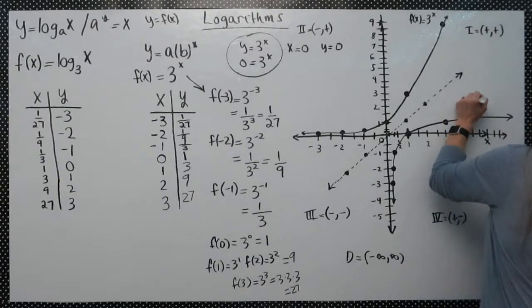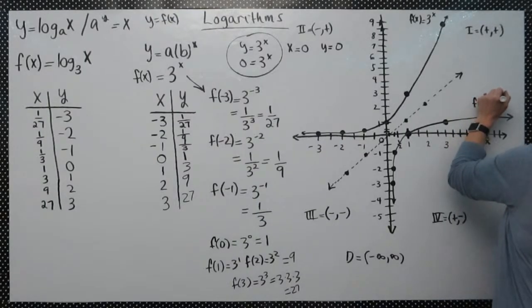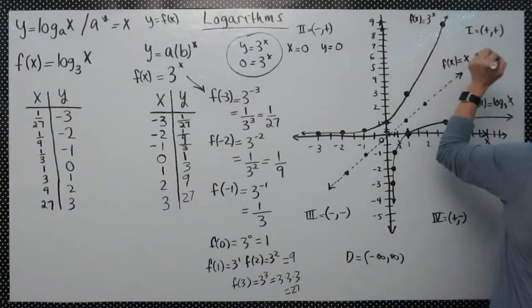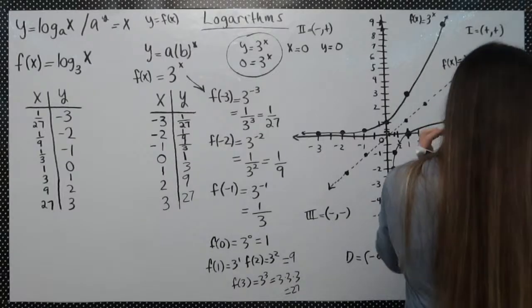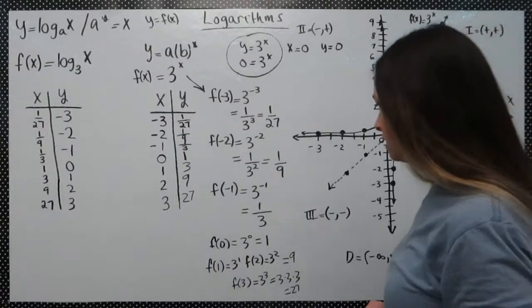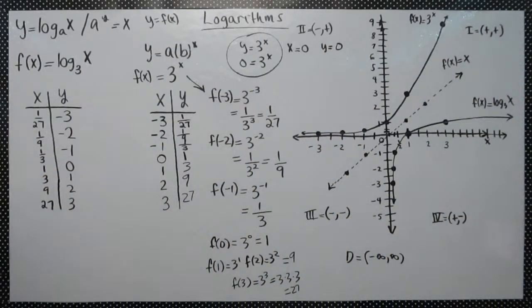All right, so I'm going to go ahead and label this f of x equals log base 3 of x, and then this one is f of x equals x. So we have all 3 of those on there. And the log function, okay? So we cheated, all we did was swap points. Let's see what happens if we try to evaluate one of these.